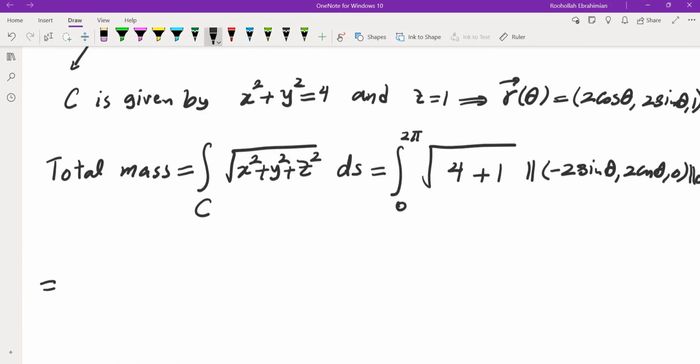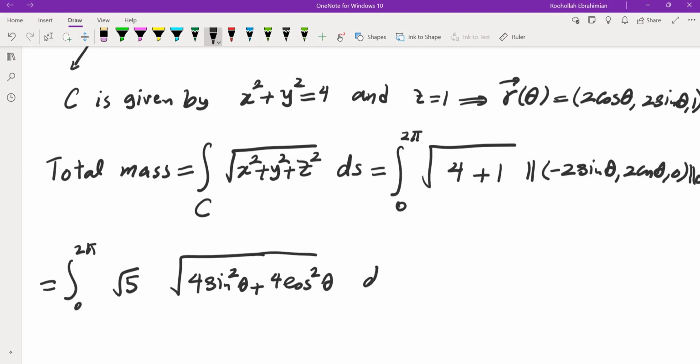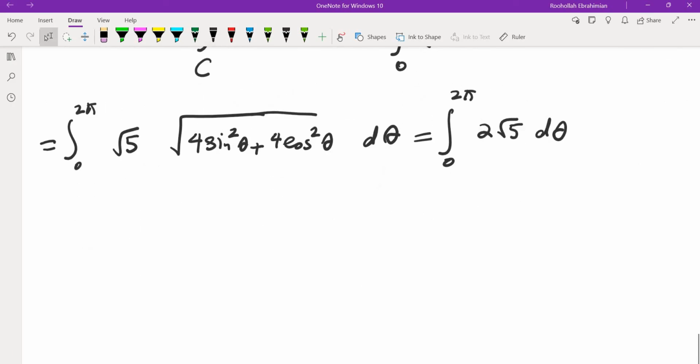They ask us to turn this line integral into a single definite integral, but do not evaluate the integral. So that's going to be the integral from 0 to 2 pi of root 5 times root of 4 sine squared plus 4 cosine squared d theta, which is the integral from 0 to 2 pi of 2 root 5 d theta. So we don't even have to evaluate that, but it's actually pretty straightforward to evaluate.